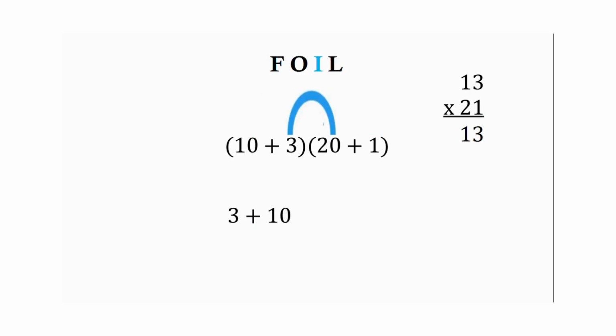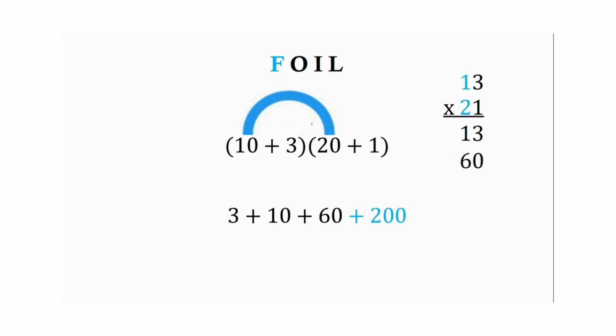Then the inside is 3 times 20, which gives us 60, and over here in the column method we have a 3 times a 2 in the tens place. The 2 in the tens place is really a 20. So 3 times 20 gives us 60. And then we do the first, which is 10 times 20, that gives us 200. In the column method, that's a 1 in the tens place and a 2 in the tens place, so that's really 10 times 20, which gives us 200, a 2 in the hundreds place.